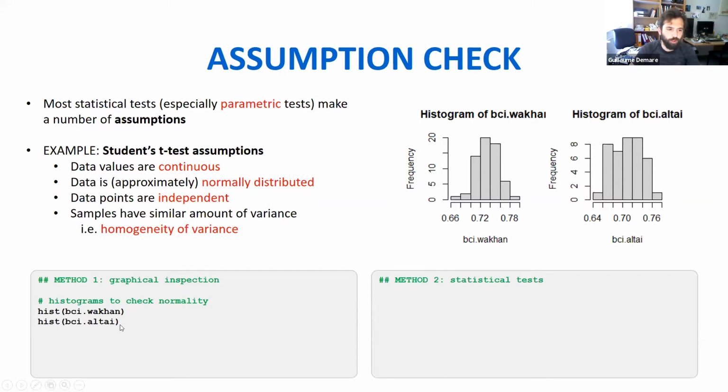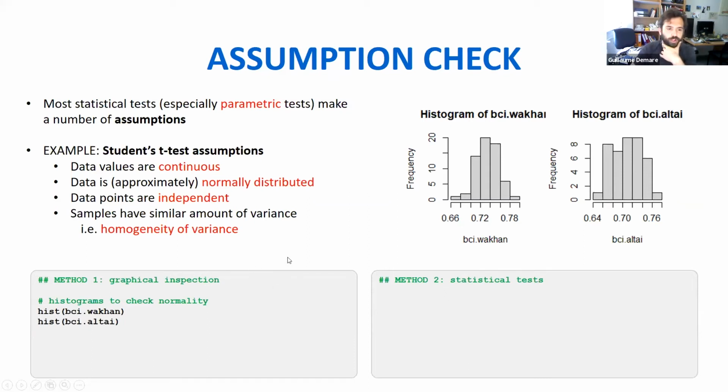Just to remind you, this is the code to get these histograms. We created one object, which is simply the vector of numbers for the BCI at WCAN, and another object called BCI Altai. If you input this into the histogram function, which is just hist, this is what R will return. You can try it on your console.